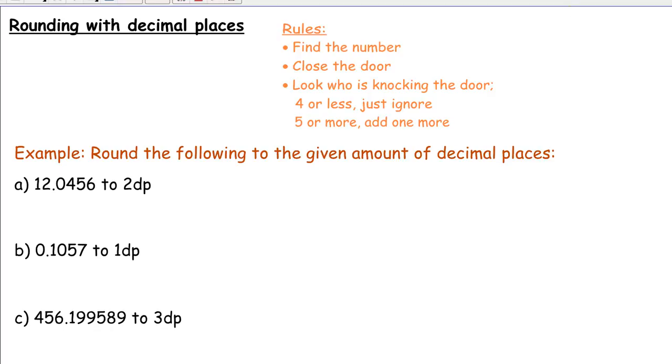In this video, I'm going to look at rounding with decimal places. Now, depending on the question that you're given, these are some rules that you need to follow. The first is find the number where to stop. For example, if you're asked to round to 2 decimal places, then you're going to stop at the second decimal place and then close the door.